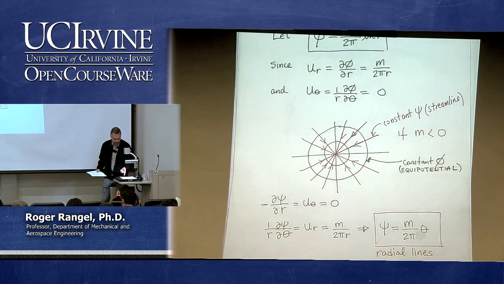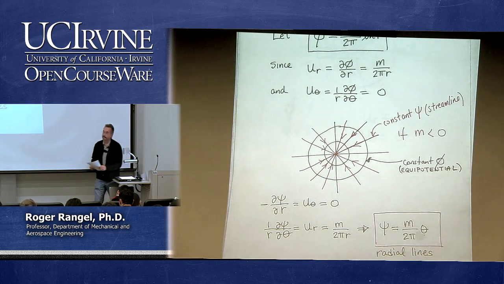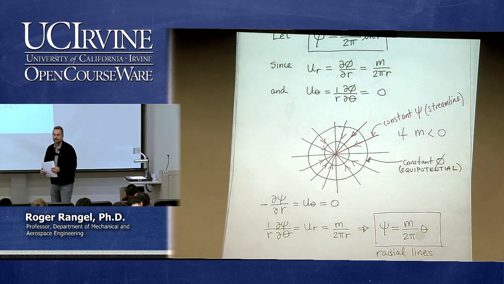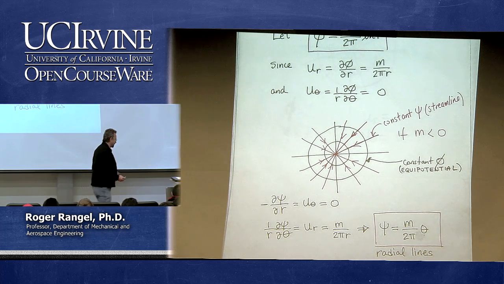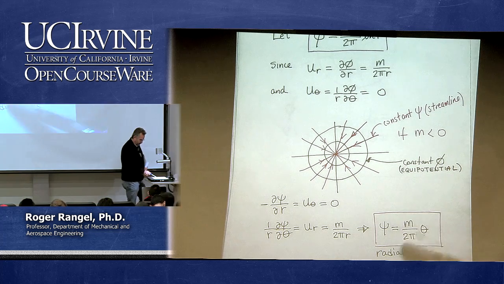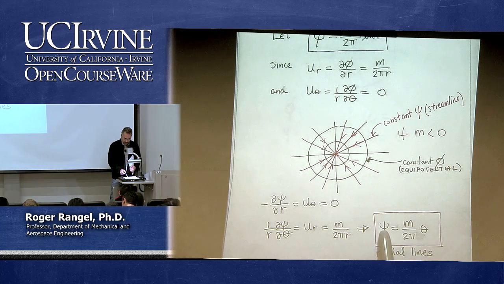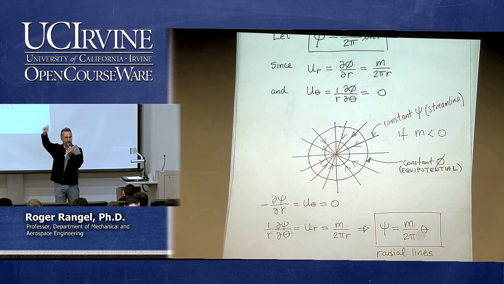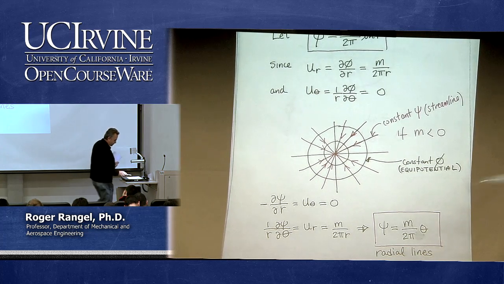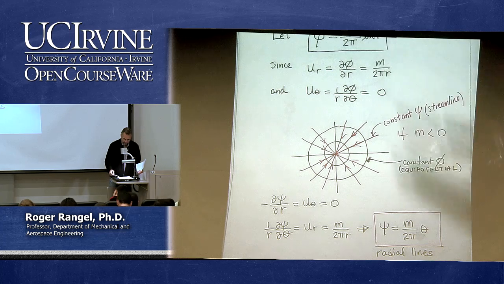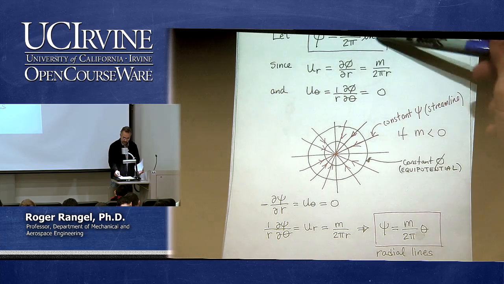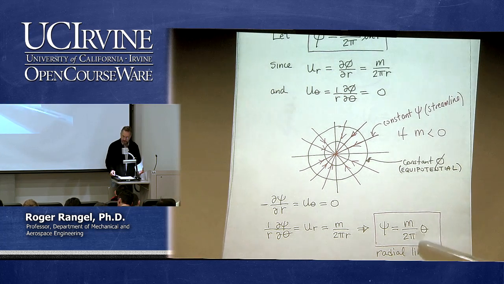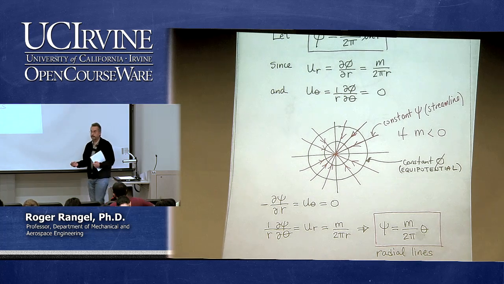And I can ask you the same question. Are you convinced that these are indeed radial lines? When psi is constant, how do I know these are radial lines? Because if psi is constant, theta has to be constant. And a constant theta means a radial line in cylindrical coordinates. So this has the properties that we expected. Equipotential lines are circles. Streamlines are radial lines.